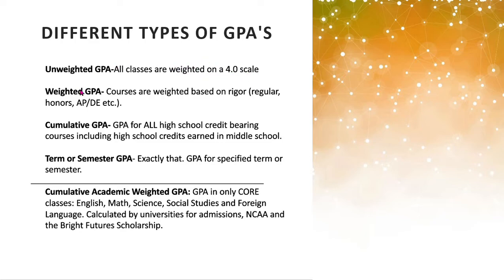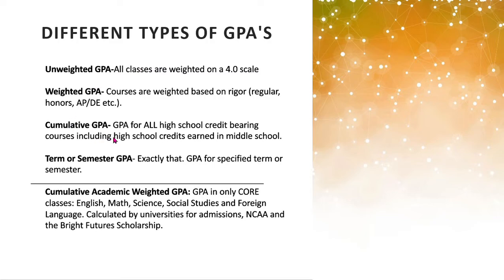Your weighted GPA is considering the rigor of those courses. So your regular courses, 4.0, your honors, pre-ACE, pre-AP, pre-IB coming in at 4.5, and then those AP, DE classes, IB, etc., coming in at 5.0. All right, so that's the difference between unweighted and weighted. Considering the rigor, not considering the rigor.